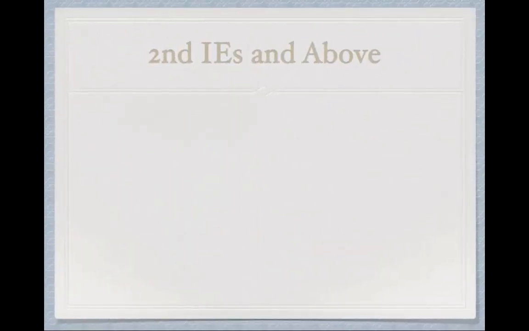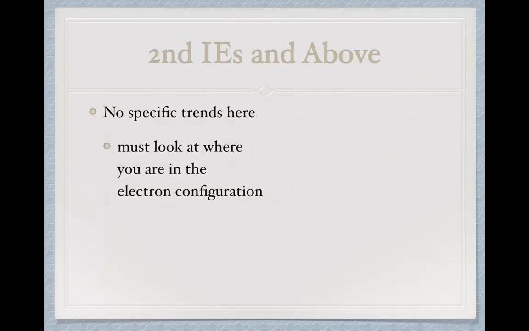Now if we start looking at second ionization energies and above, we really have no specific trends that we can report, mainly because it's really dependent upon where that atom lies in its electron configuration, where the ionization is in that atom's electron configuration. And the real issue comes in, are we trying to take out valence electrons or are we trying to take out core electrons? And if we're trying to remove a valence electron, it's going to be much easier than trying to remove a core electron.